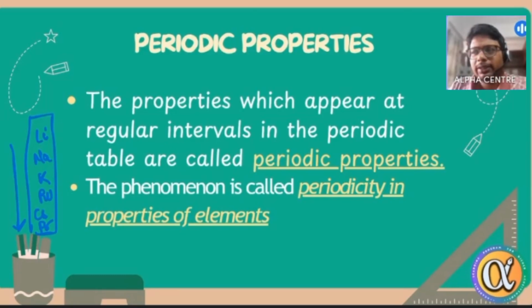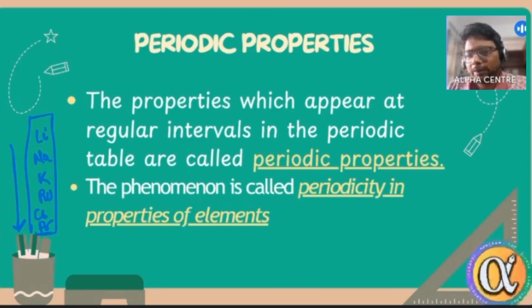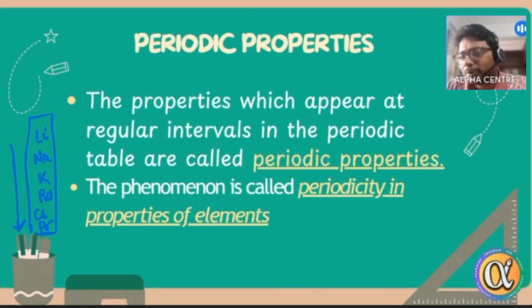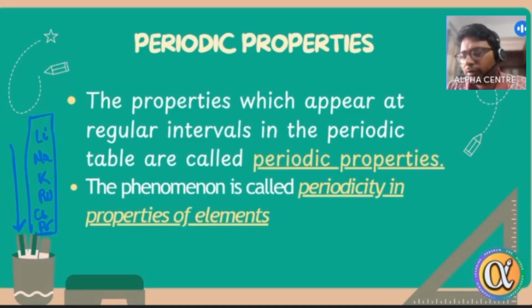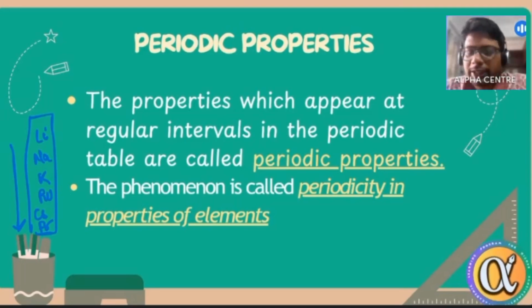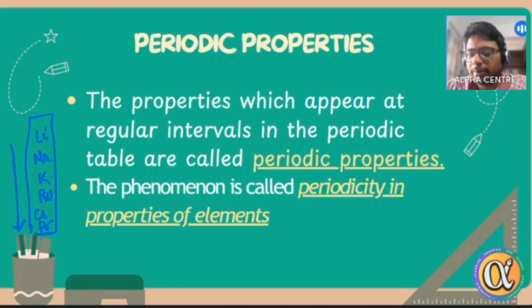Properties like atomic radius, where there's a pattern you can tell with the periodic table. There are properties like ionization potential. These are periodic properties. They repeat at regular intervals, and there is a specific manner in which they change when you go left to right in a period, or top to bottom in a group. So the properties which appear at regular intervals in a periodic table are called periodic properties. The phenomenon is called periodicity in the property of the element.